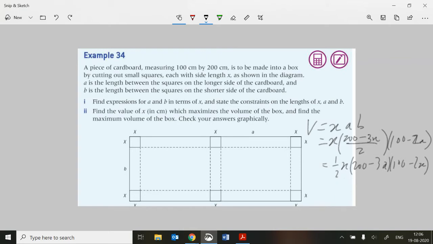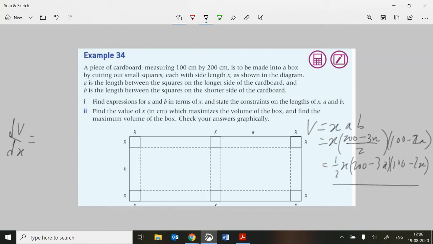Okay, well, now it says find the value of x which maximizes the volume. So we're going to need to do dV/dx. So we need to differentiate this. Now, I'm kind of reluctant to multiply that out.